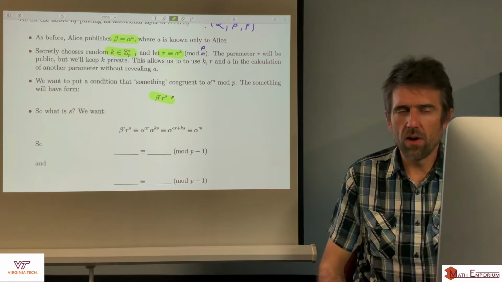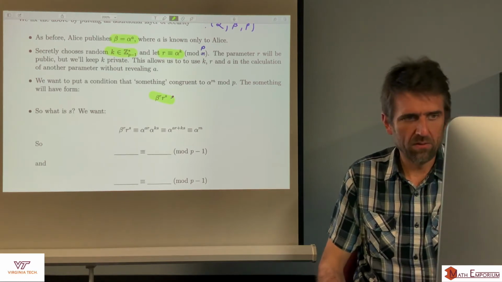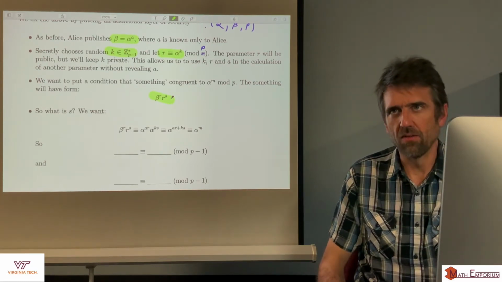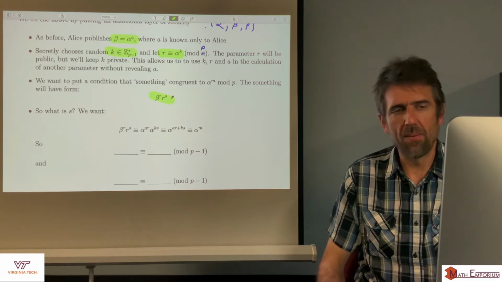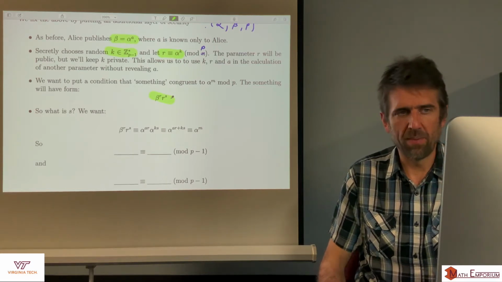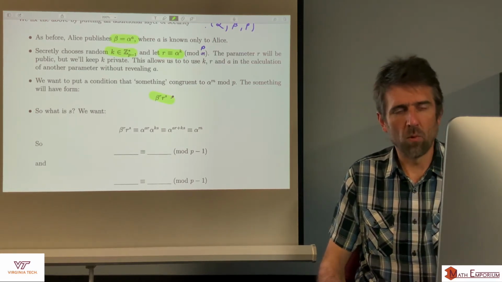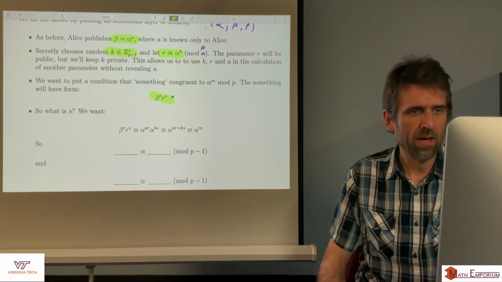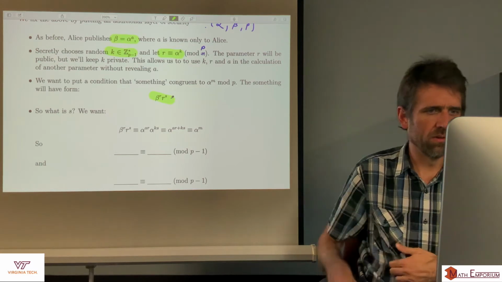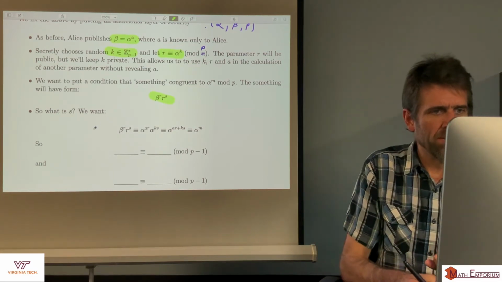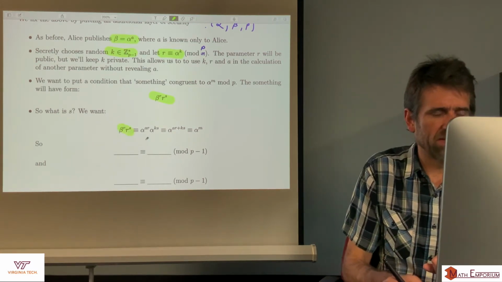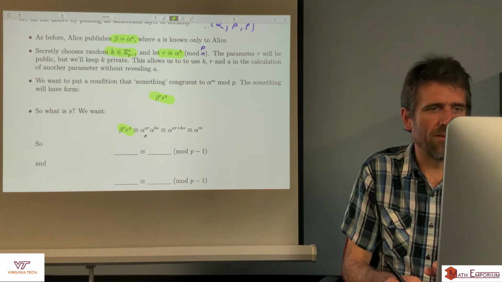All right, so we already know what r is. We already know what beta is. Beta is part of the overall scheme that Alice has set up. r is something that's going to be generated for this message based upon k. So really all we have to do here is solve for the s that's going to make this congruence hold. So we want beta to the r, r to the s to be congruent to alpha to the m.